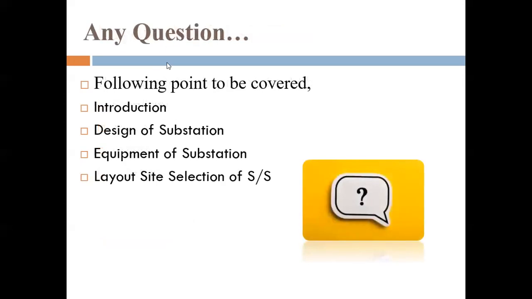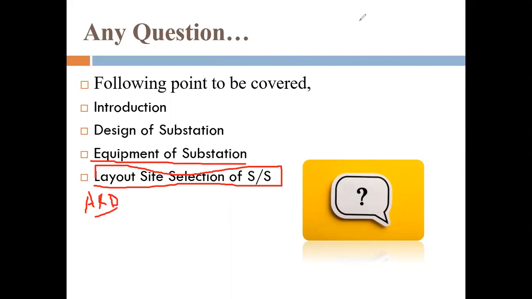After this, whatever questions and points we have studied, which points did we cover and which points are most important for your university exam? Introduction about the substation is the most important question for a 3 marks question. Design of the substation equipment is the most important question for the GTU examination, that is, the equipments of a substation. Then layout and site selection of a substation are most important, and advantages and disadvantages are also most important questions for the university examinations.